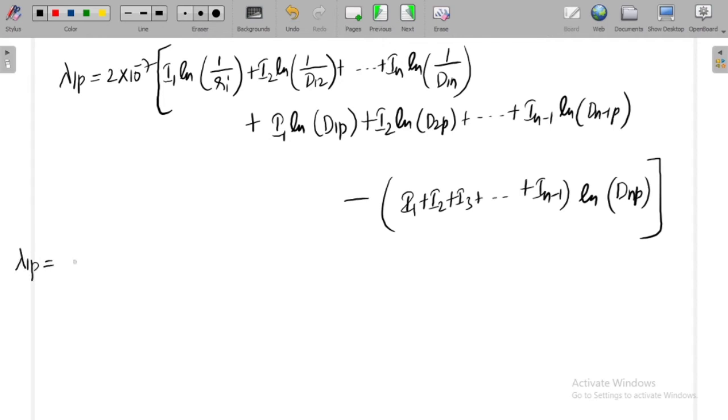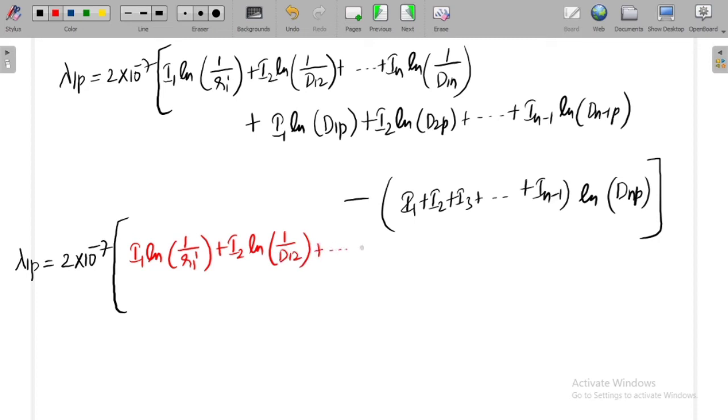So lambda 1p, which is nothing but the flux linkage with the conductor 1 due to all the currents. So the first terms up to nth term I am writing as it is. So I1 ln of 1 by r1 dash plus I2 ln of 1 by d12 plus In ln of 1 by d1n. Up to this I am repeating.